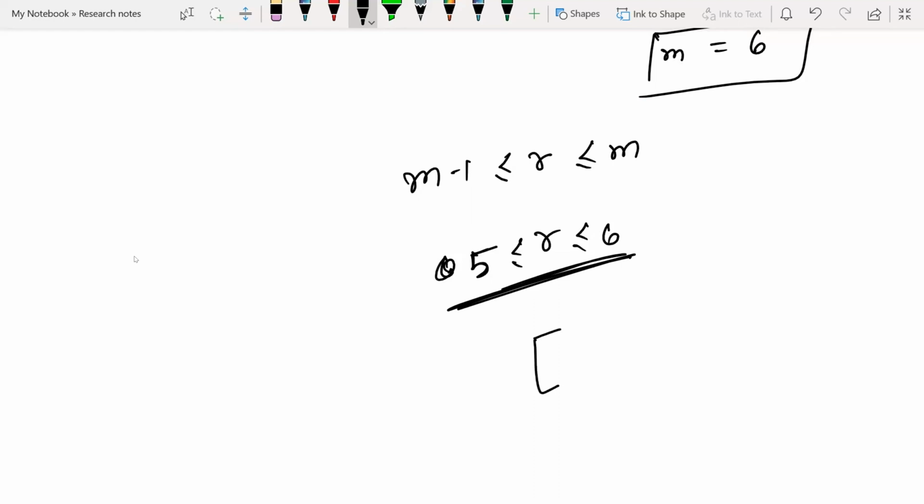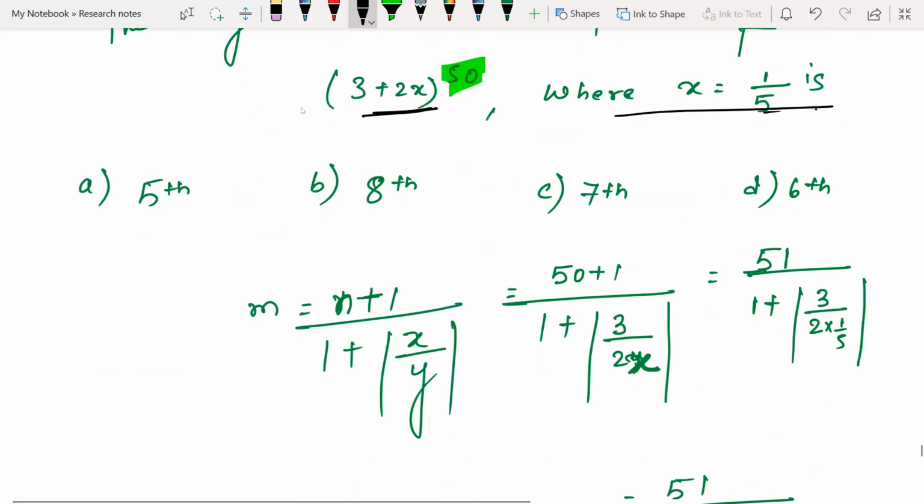r is lying in between the closed interval 5 and 6. So the largest value of r is, can we say 6? Yes, ma'am. r can be 5 also, because the equality sign is also there. r can be 6 also. So the largest value of r is 6, right? Yes, ma'am. So our largest value is 6. Got it?